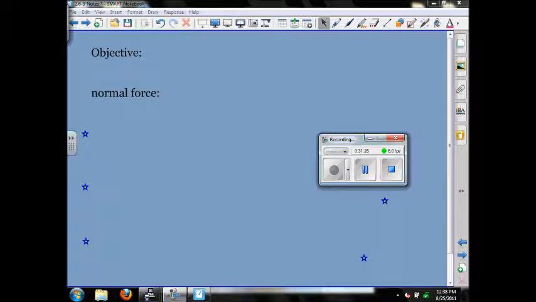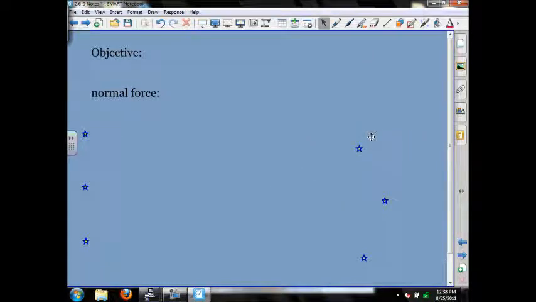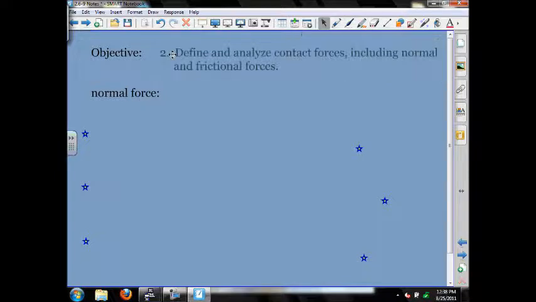All right, moving on. Everybody back up here. Next thing we need to talk about are contact forces, including the normal force and the frictional force. What is the normal force again? We talked about it before. What's that? Counteracts gravity when not moving. Counteracts gravity, yeah, kind of.